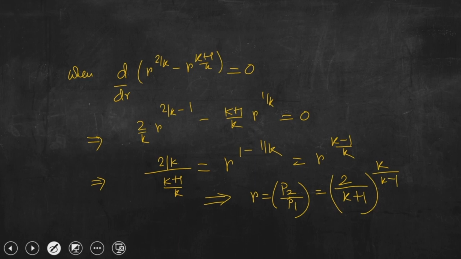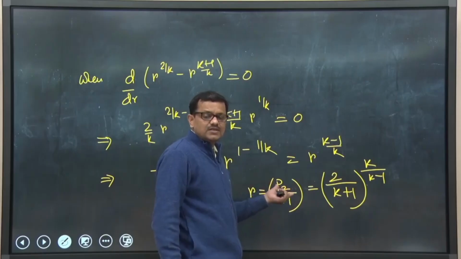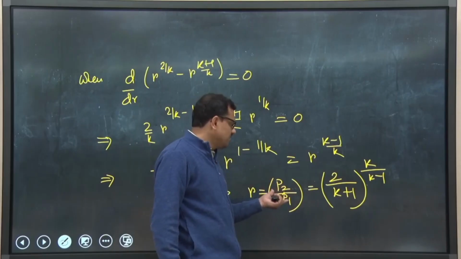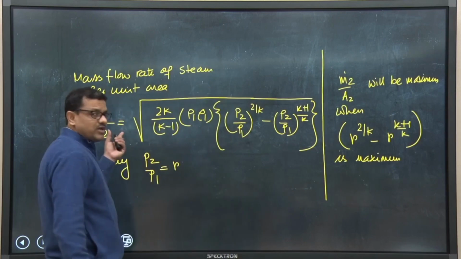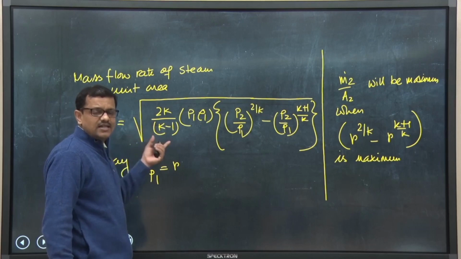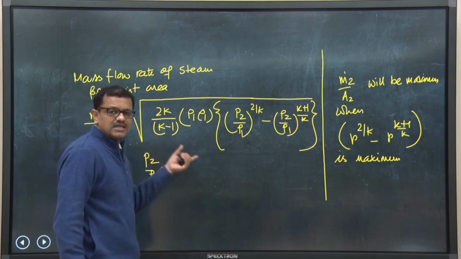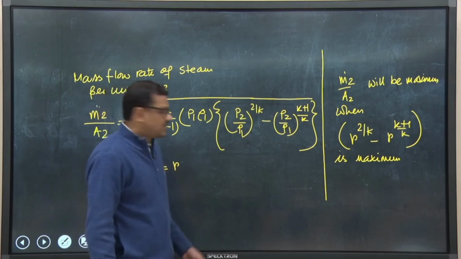So, this is a very important aspect, that we have the value of r. This is the critical value of r, which is nothing but the pressure ratio, that is the ratio of exit pressure of steam to the inlet pressure of steam, for which the mass flow rate per unit area, which is again the mass flow rate of steam because area is constant, is maximum.